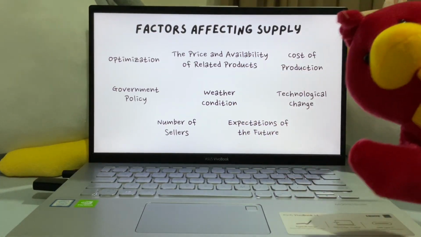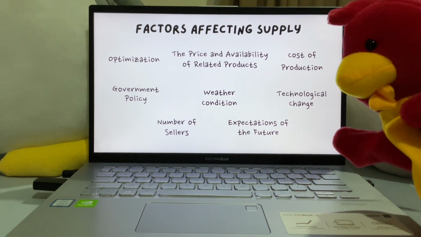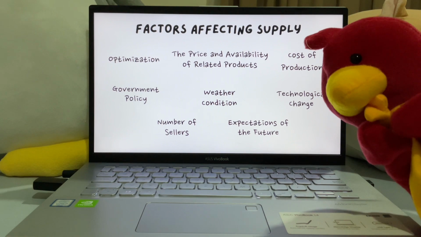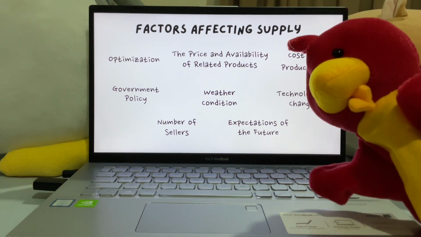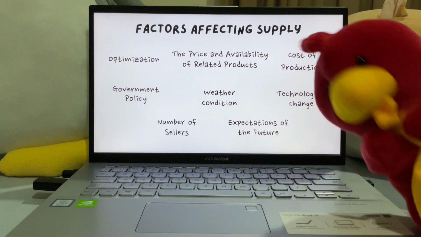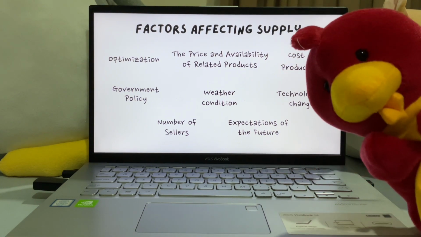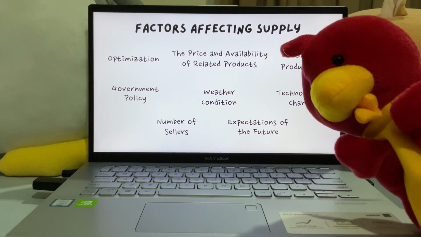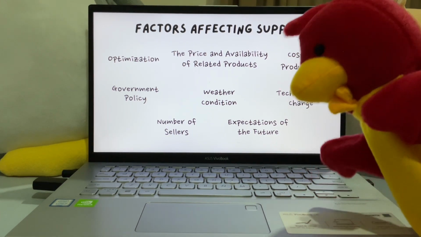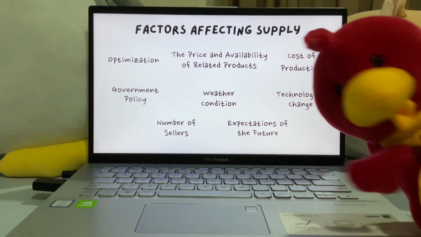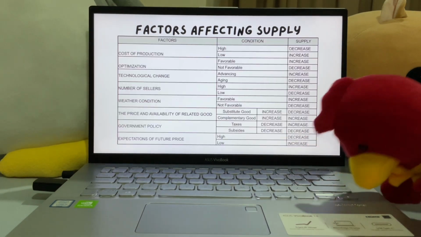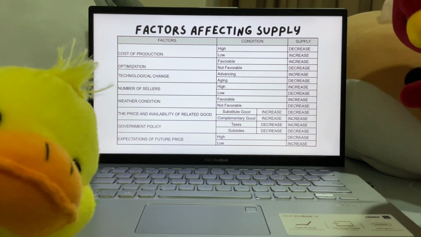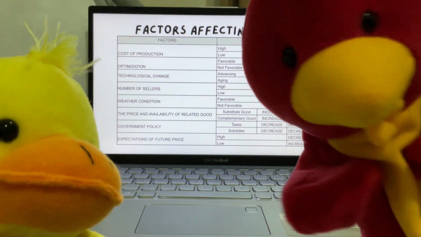Now here are the factors affecting supply. The increase and decrease of supply are affected by many factors, as you can see here, such as cost of production, optimization in the use of factors of production, technological change, number of sellers, weather conditions, price and availability of related products, government policy, and expectation of the future price. Now here you can see factors affecting supply. I will give you 5 seconds to screenshot.